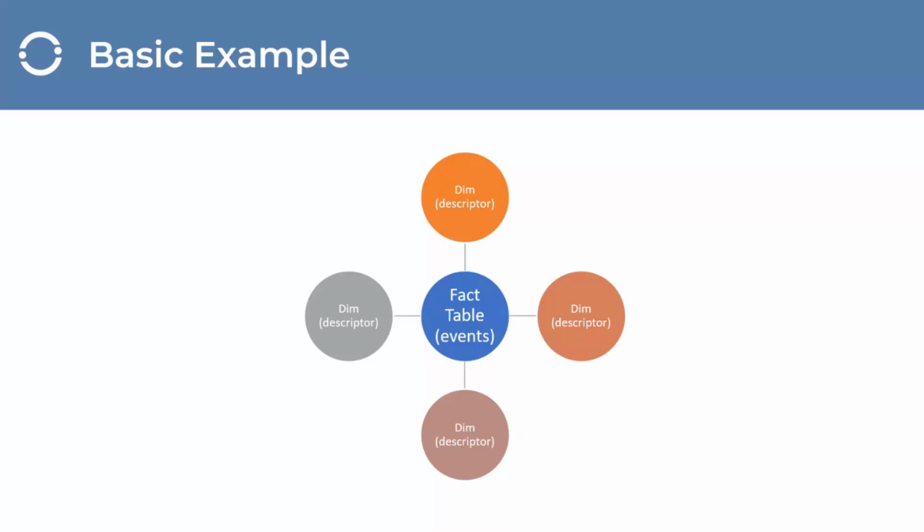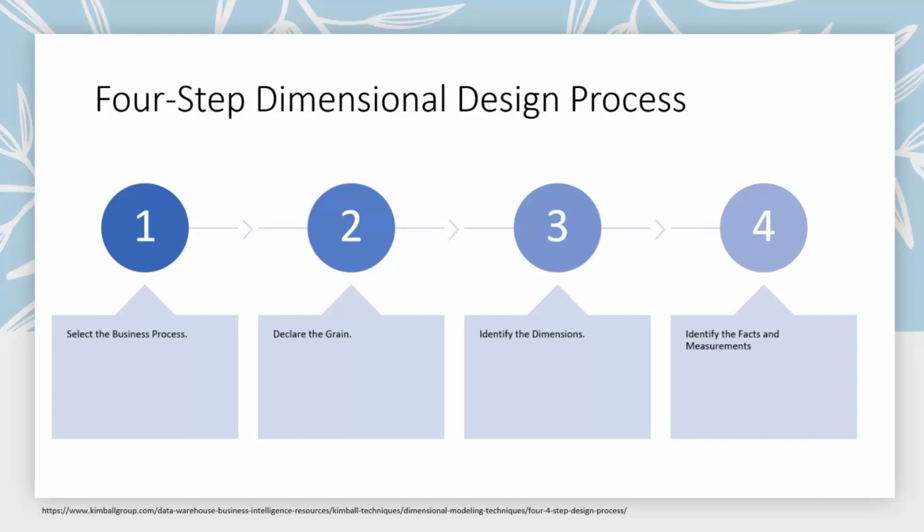Kimball, when he first mentioned the design process, said that you can do this in 4 steps. And doing this in this order is actually a pretty important thing. You don't want to go identifying the ways that you're going to measure this before you declare the grain that you're going to capture your business process at. And more importantly, you need to select a specific business process. So I always follow these steps in order.